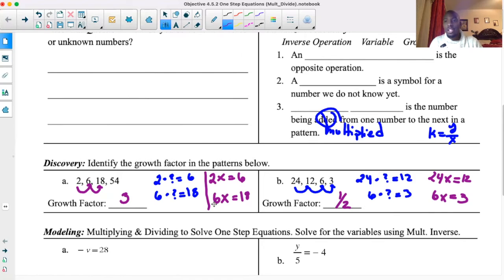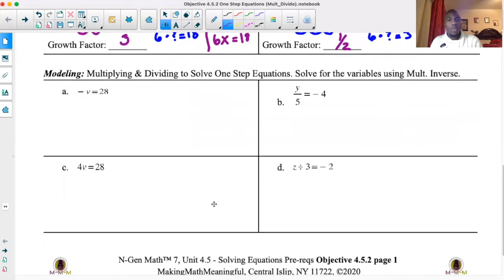So that way in the next unit, you'll be able to quickly identify the constant or the growth factor of different patterns and sequences. Okay, so let's do it. We're talking about one-step equations, multiplying and dividing. We're going to use the inverse. Inverse means opposite. So if you see multiplication, you need to remember the opposite is division. If you see division, you need to remember the opposite is multiplication.